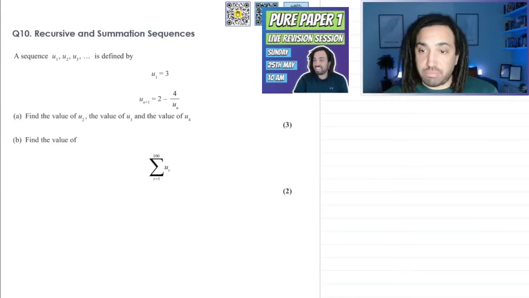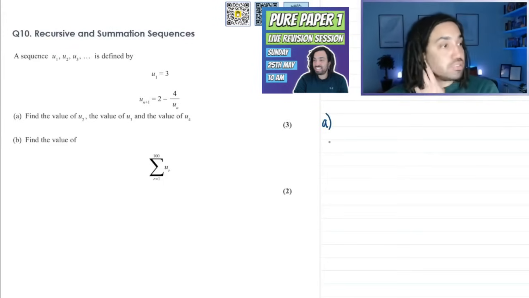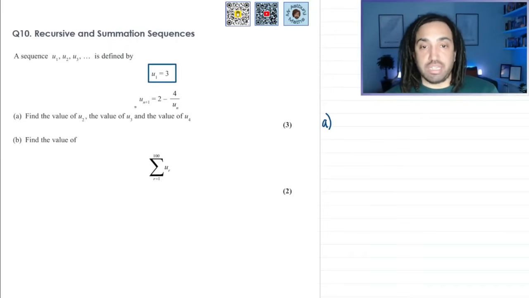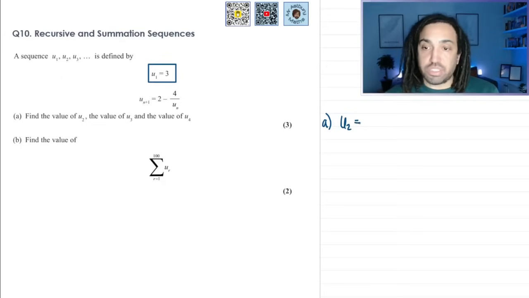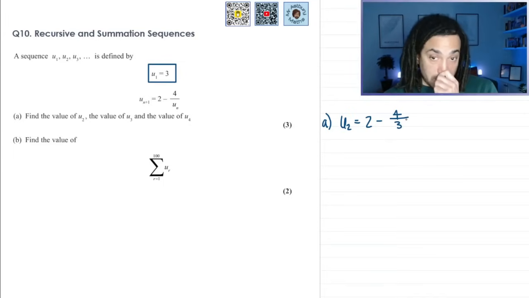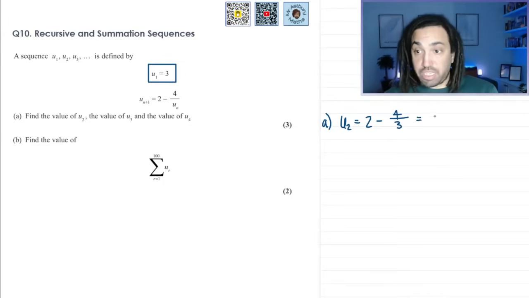Okay, question number 10. We have a sequence defined with the first term equal to 3, and then the next term is 2 minus 4 over the previous term. Fine. So U2, other than being a good rock band, is equal to 2 minus 4 over the last term, which is U1, which is 3.